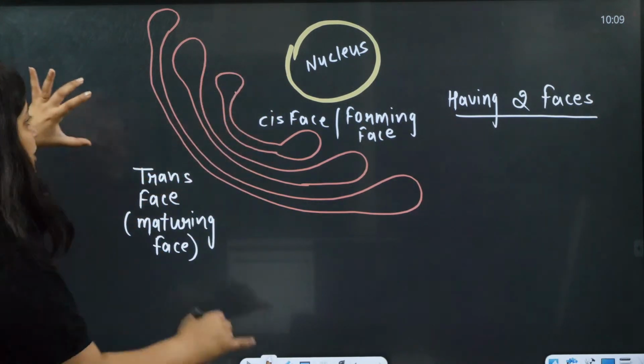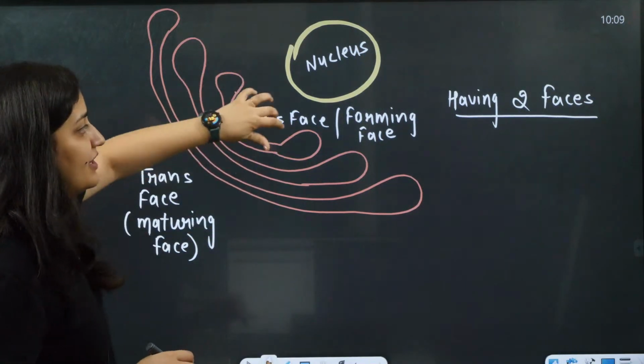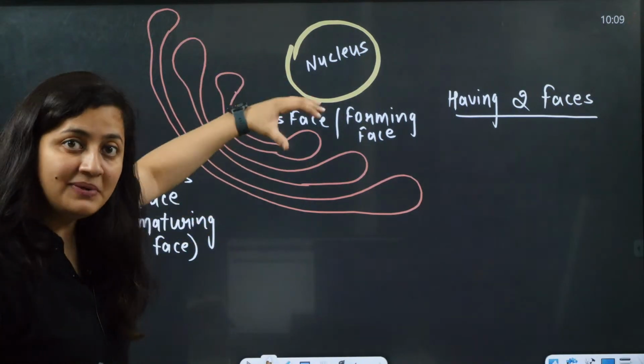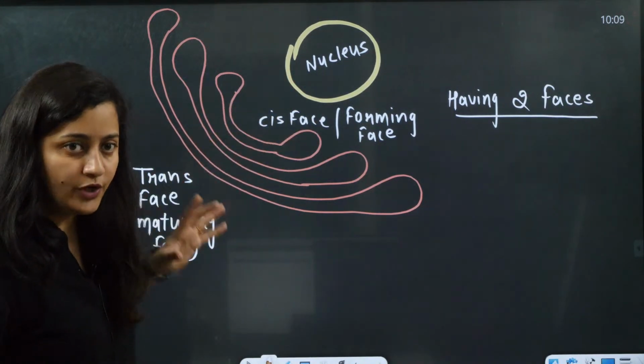So yes, it is a polar organelle. It has two different faces. Even their function is different, but still they are interconnected. This is what you need to know.